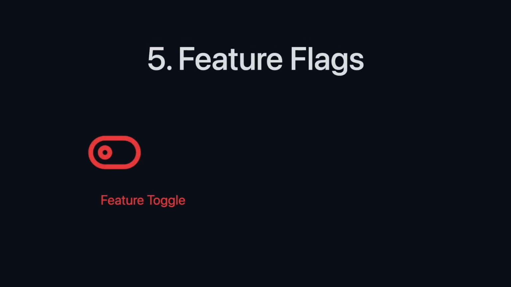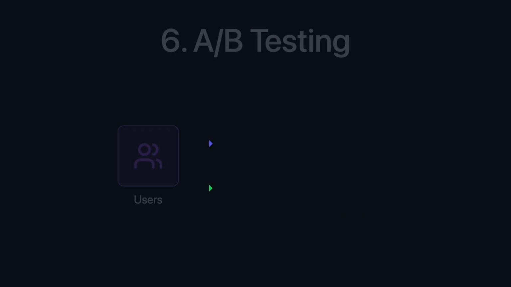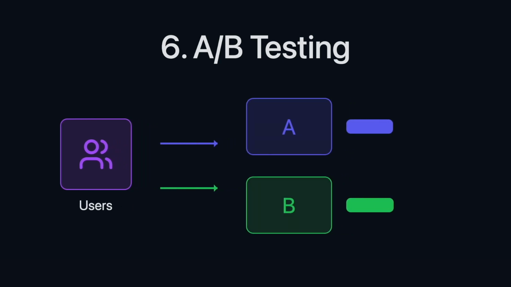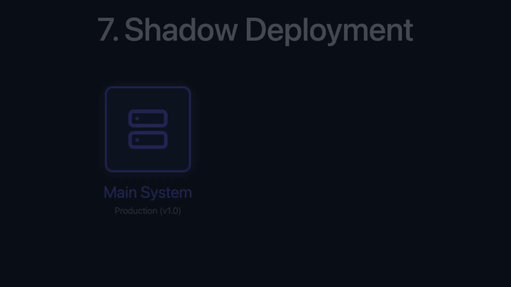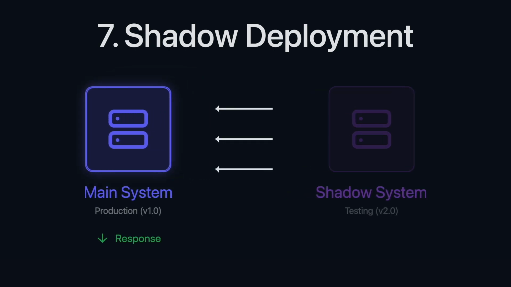Feature flags let you deploy code, but control who sees it. No redeploy needed. A/B testing shows different versions and lets data decide the winner. Shadow deployment runs in the background with real traffic without affecting the users.